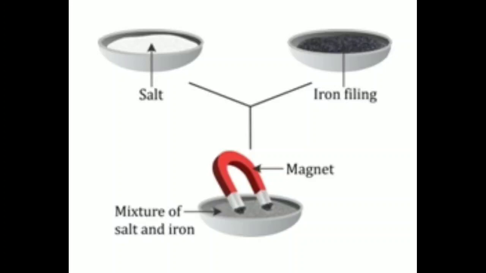A mixture of iron filings and carbon powder can also be separated by using a magnet in a similar way. And a mixture of iron filings and sand can also be separated by using a magnet. A carpenter can also separate iron nails from sawdust by using a magnet. This is because iron nails stick to the magnet but sawdust does not. In industries, the impurity of iron present in several substances is removed by the use of magnets.